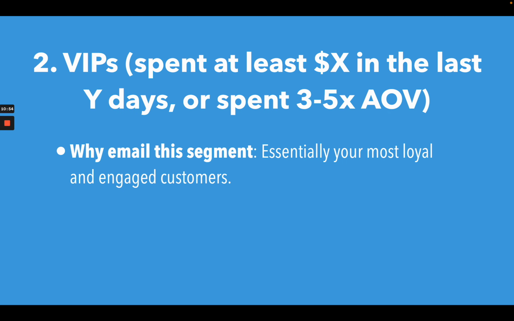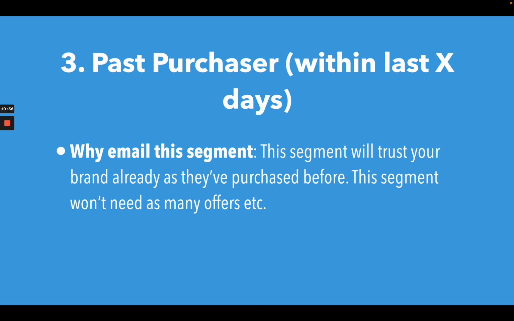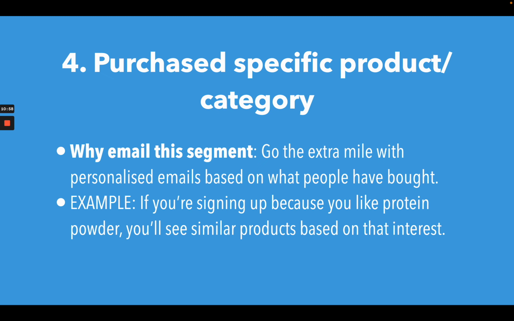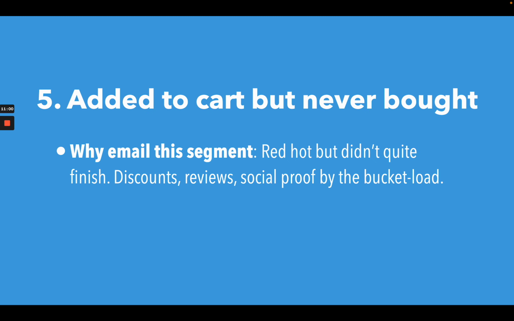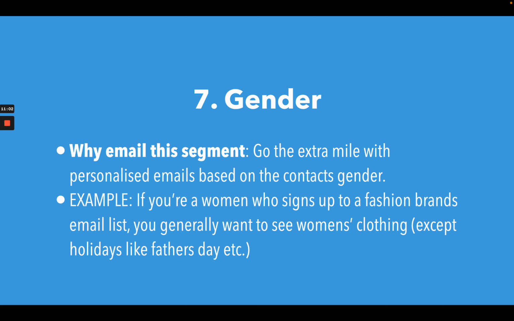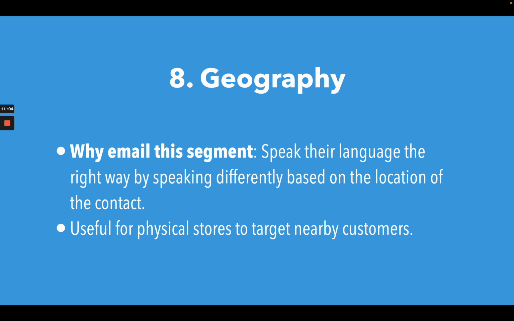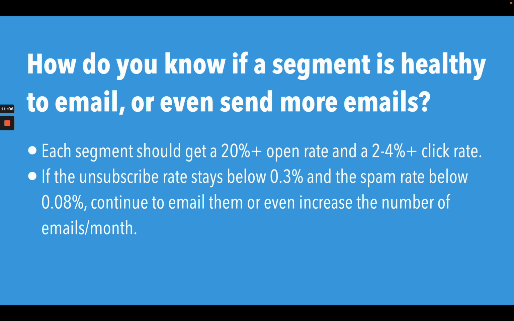So the X-day engaged, the VIPs, past purchases, purchase of a specific product category, added to cart or checkout but never bought, gender and geography. So this leads me into the final segment really, which is how do you know if a segment is healthy to email? And maybe you could even be sending more emails to this segment, right? How do you know when is too much, when is not enough?